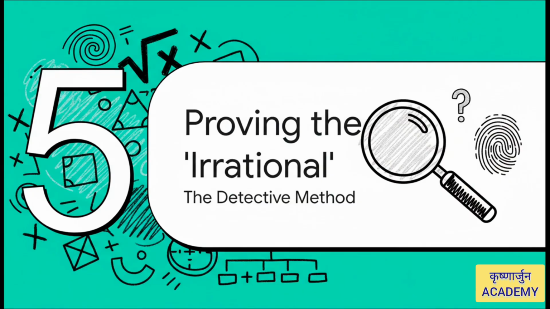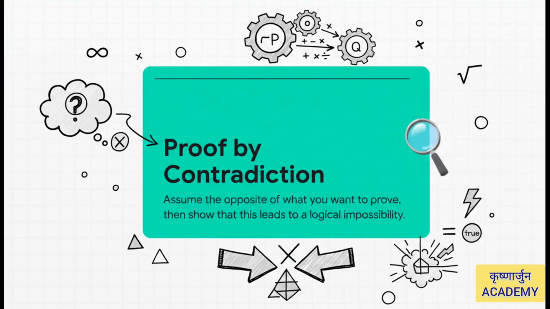Okay, so we've been working with formulas and calculations. Very certain stuff. Now we're going to switch gears and become detectives. We're going to prove that the square root of 2 is irrational using this really clever trick called proof by contradiction. The way this works is just brilliant.